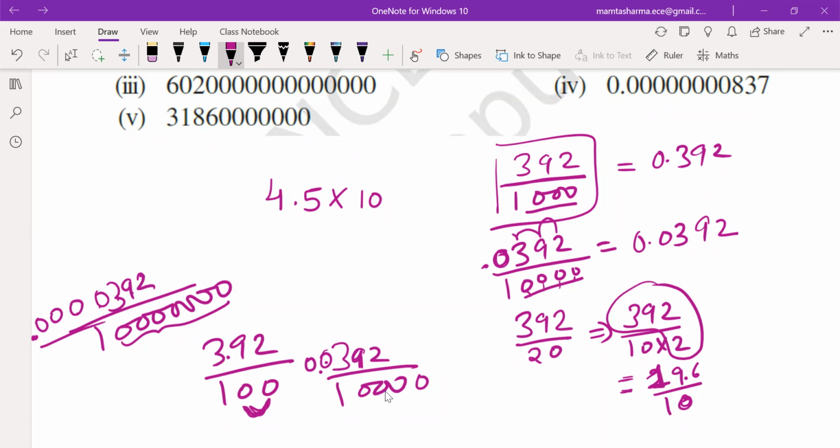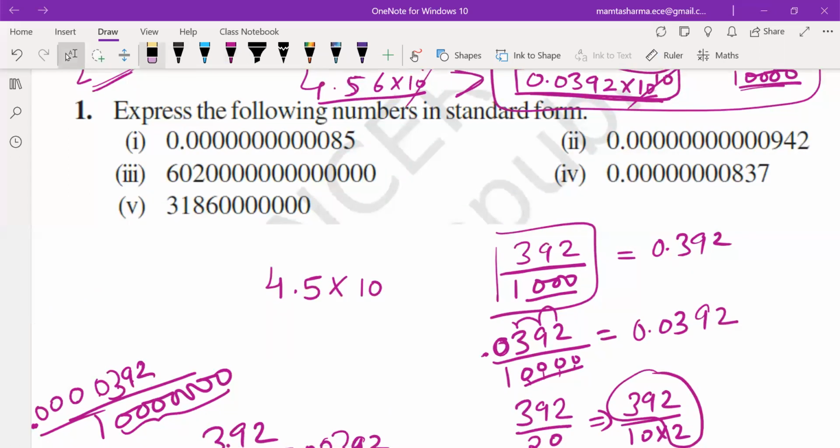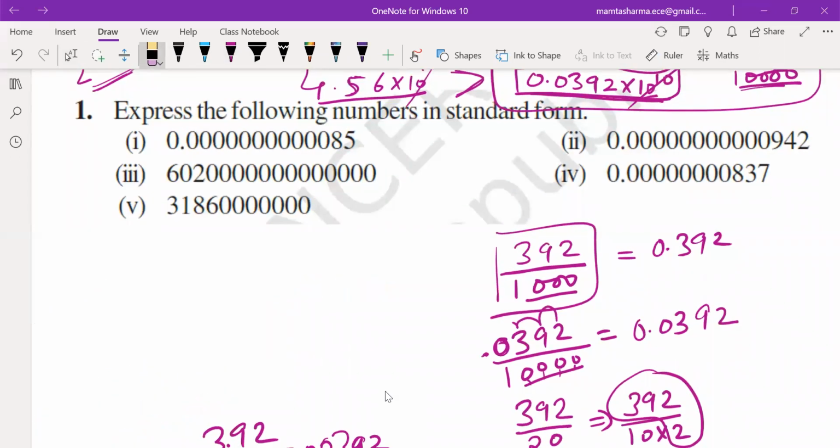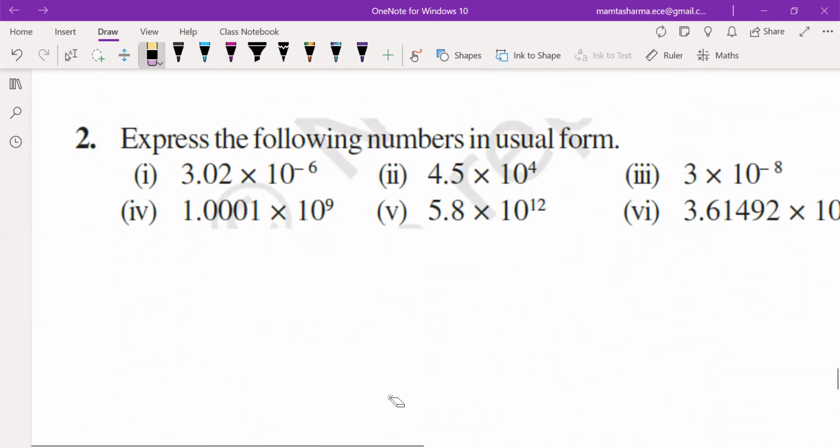Okay, so this is the way of dividing by multiples of 10: 100, 1000. This is the direct way, the same as multiplying with 10,000, 100, 1 lakh, multiples of 10. Now see, is it clear? Clear to everyone?